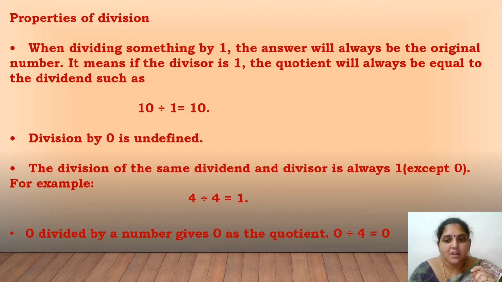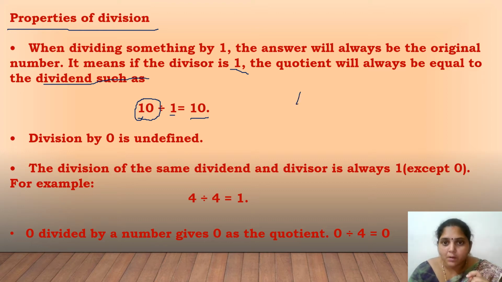Properties of division. Now we are going to see what are the properties of division. When dividing something by 1, the answer will always be the original number. It means if the divisor is 1, the quotient will always be equal to the dividend. Here I have taken one example. My number is 10. If my number 10 is divided by 1, I will be getting 10 itself.